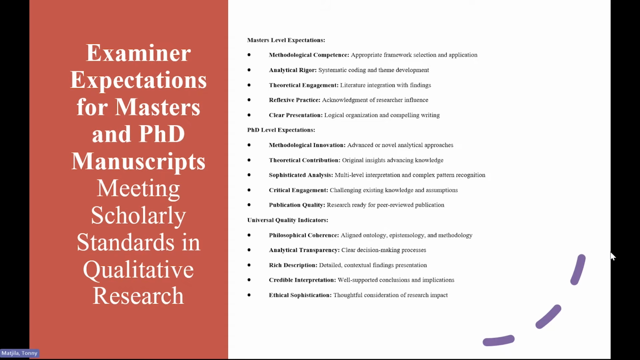For PhD students, you need to go beyond, because you need to contribute original knowledge through these methodological approaches or the insights from your data. So you can see that at both levels, there is a requirement for philosophical coherence. And that is where your ontological, epistemological, axiological position should be aligned, consistently throughout your research.